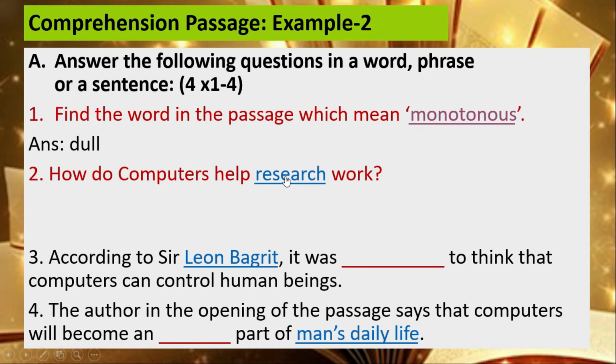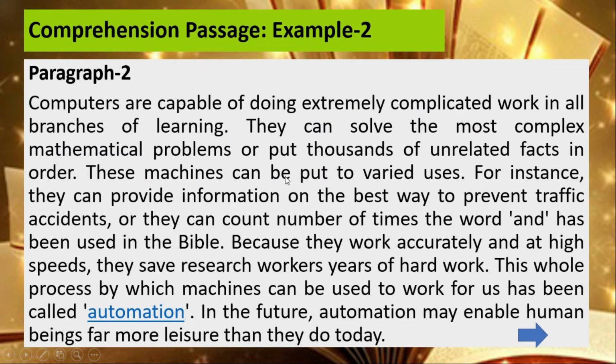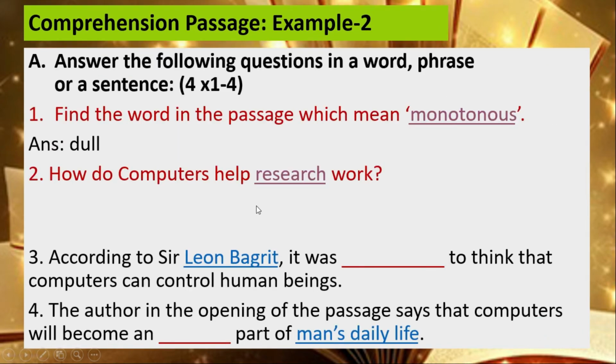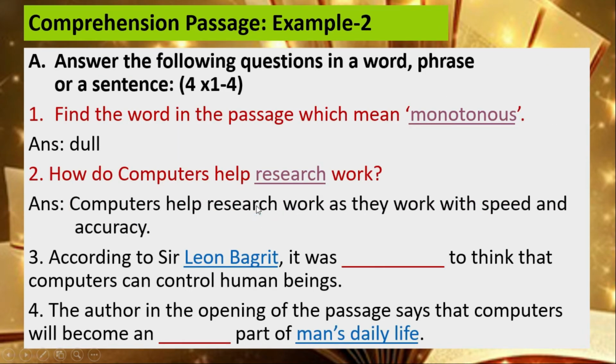So now also keyword for you is to find out research. Where is research? That word research is there in the second paragraph. You can see here, because they work accurately at high speed, they save research workers. Research workers is mentioned here, right? So because they work accurately at high speeds, here you can search the idea. Even word can also help you, research and word, but idea here is that they work accurately and with speed. That is the answer, right? Because if they work accurately and with speed, they are helpful, right? Therefore computers help research work as they work with speed and accuracy is the answer.